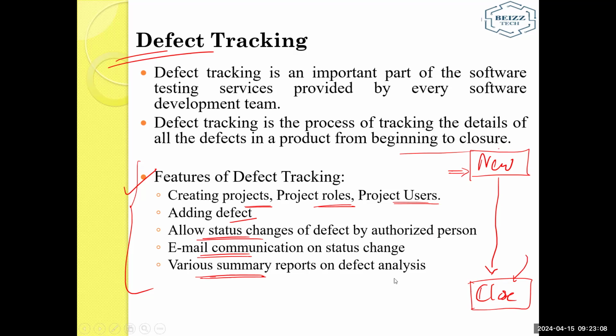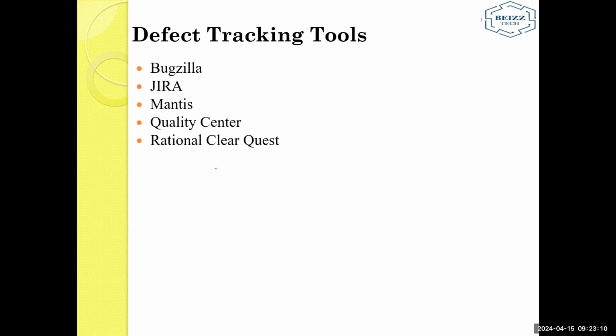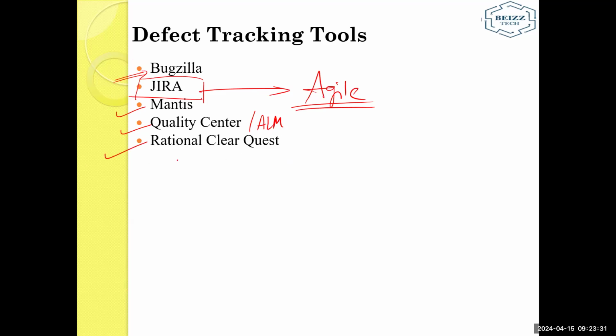Correct now? And see, there are a lot of tools available in the market. The popular one, Bugzilla. Okay. Nowadays, which is very much popular, that's the Jira tool, which is completely based on agile methodology. Mantis, it's also a defect management tool. Quality Center, the latest name is ALM, Application Lifecycle Management. Rational ClearQuest, an IBM tool, right? So there are many tools.